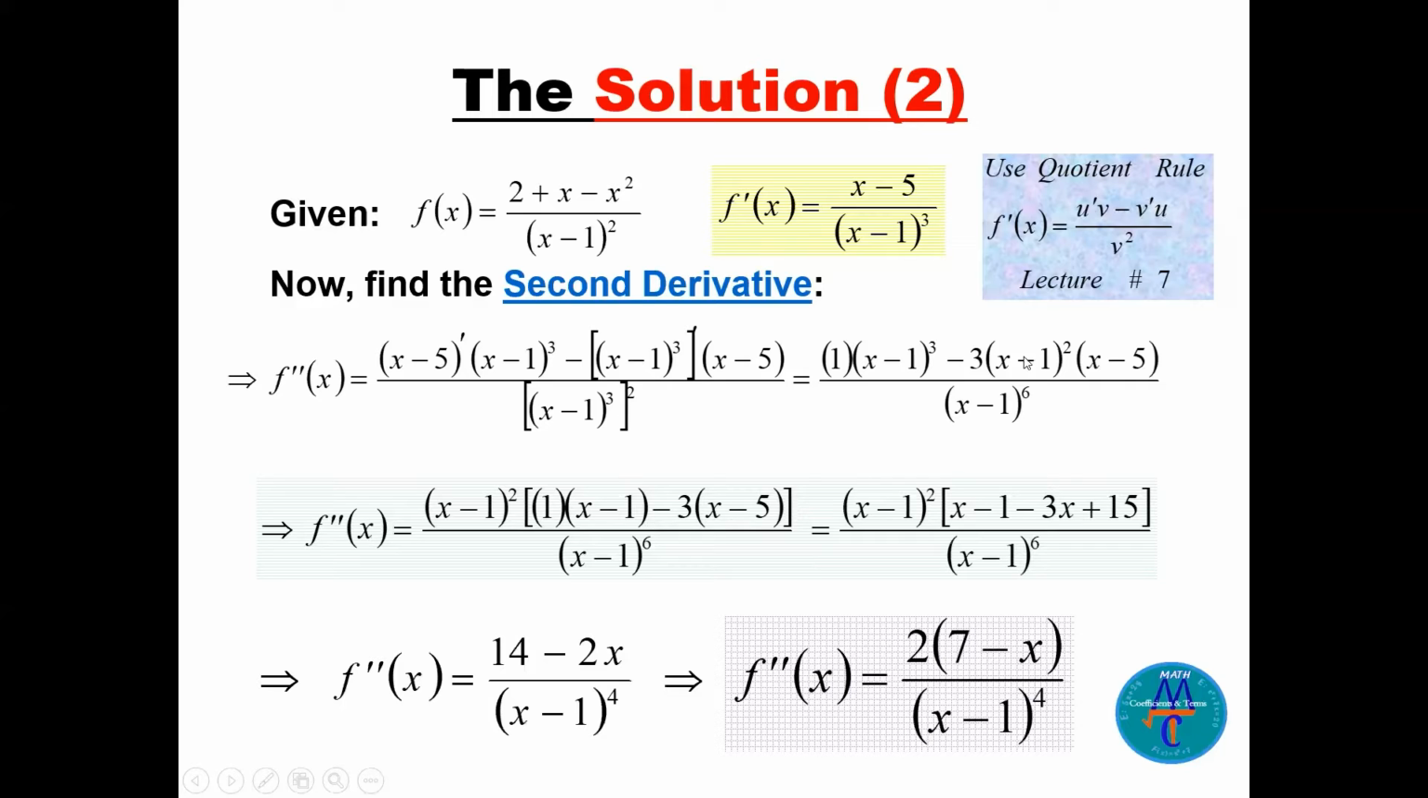Now we can notice here x minus 1 squared is a common factor. Inside the bracket, we have 1 times x minus 1 minus 3 times x minus 5. So let's multiply inside: x minus 1 minus 3x plus 15. So it will be 15 minus 1, 14 minus 2x.